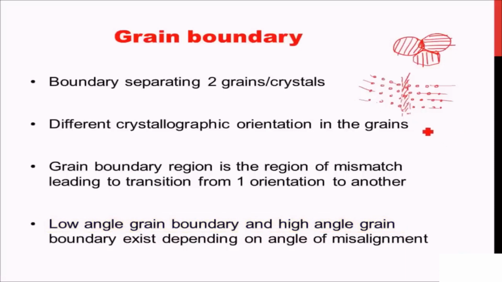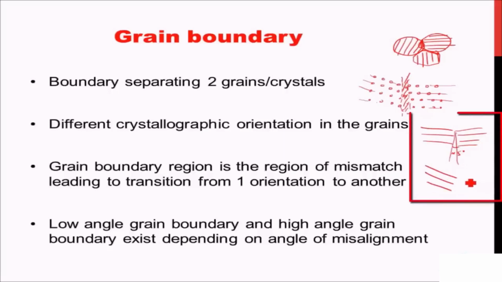If the grains are almost similarly oriented, but there is, let's say, a misorientation of around 4 or 5 degrees, then this falls under the low angle grain boundary type. But if one grain is like this and the other grain is like this, then what is happening? We'll have a very high angle of misorientation. This theta is very high, and then this is a high angle grain boundary region.